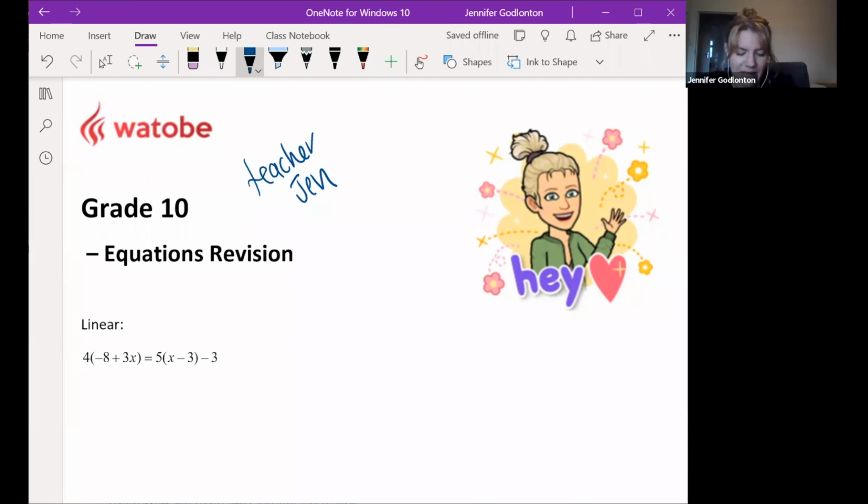Oh, so some people are getting x equals 2 and some people are getting x equals -2. Interesting. Very interesting.